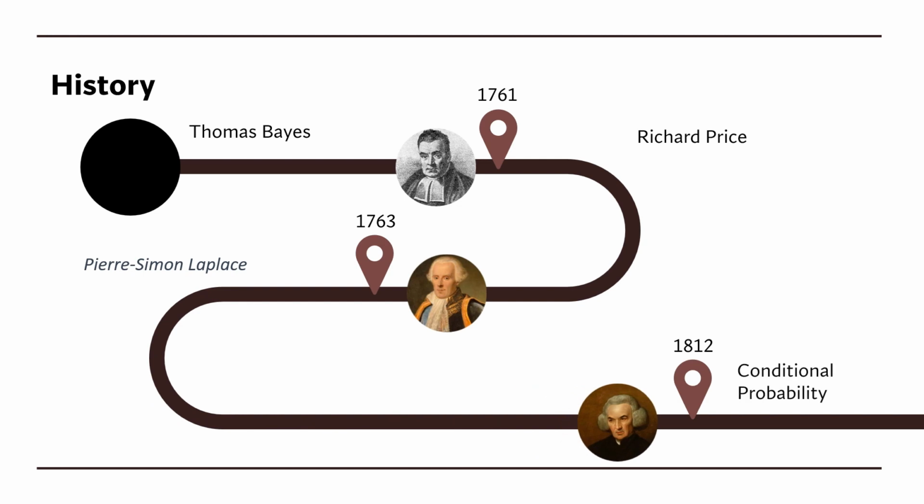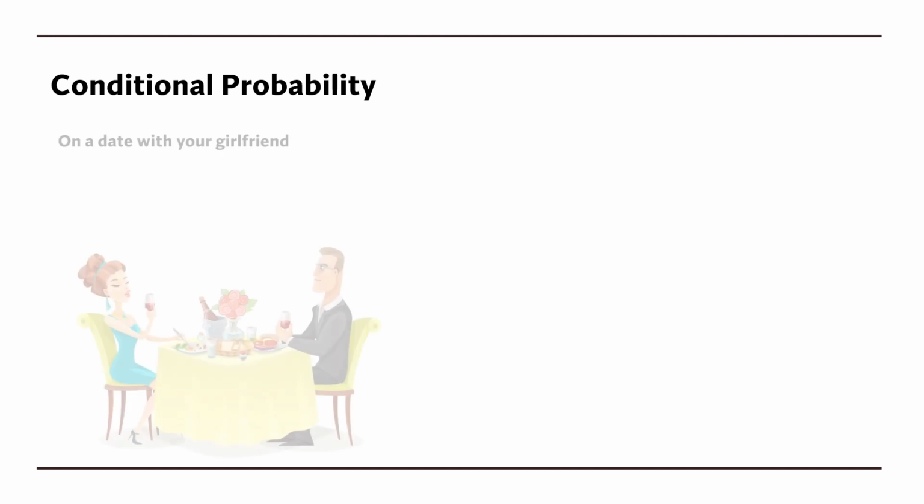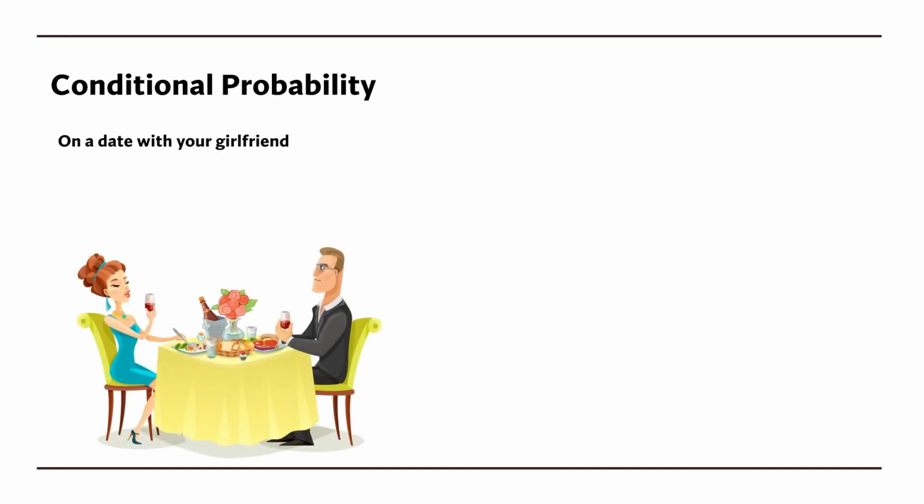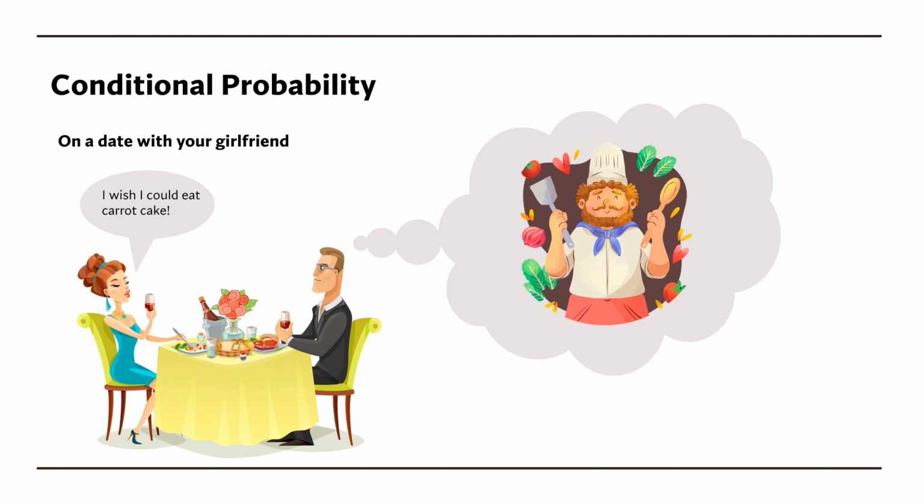What is conditional probability? Imagine you're on a date with your girlfriend, and out of the blue she asks for something that's not even on the menu. She wants a carrot cake. You know when something's not on the menu, they're probably not going to give it. But for the fact that your friend is the chef of that restaurant, so there is a probability that you could get a favor. So you probably say yes and save the date.